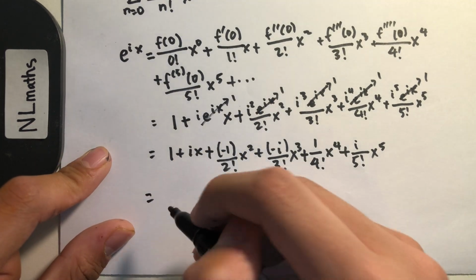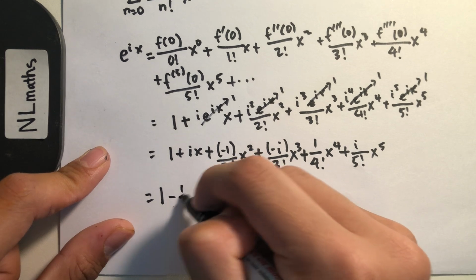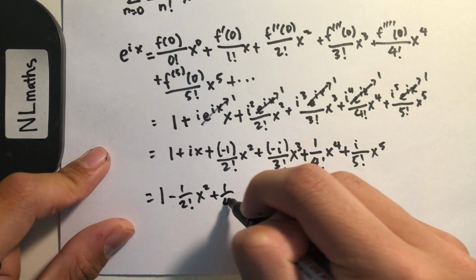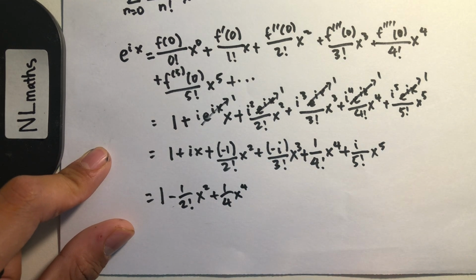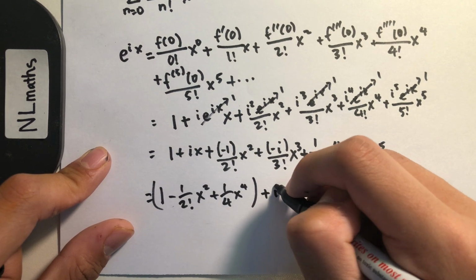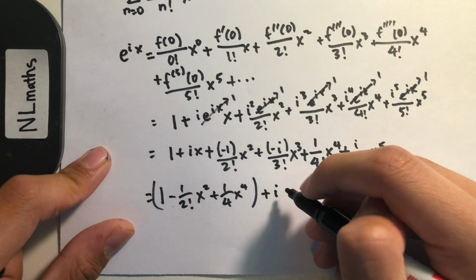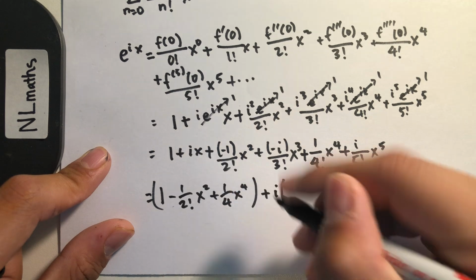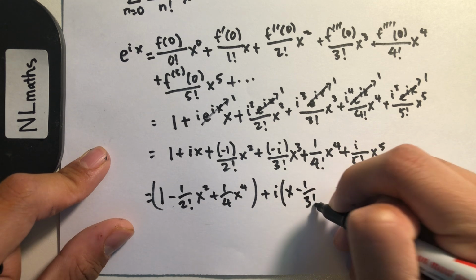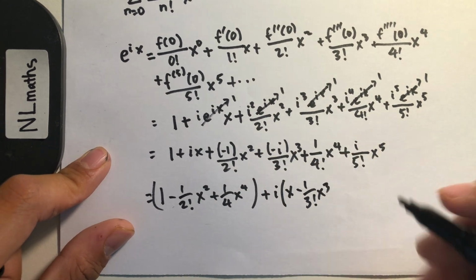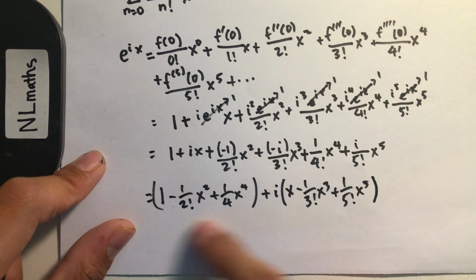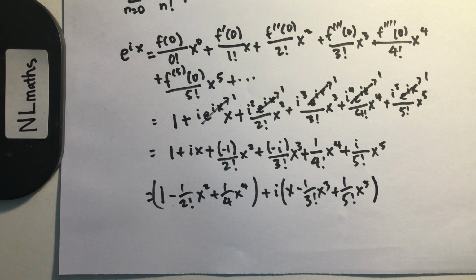And we're going to have 1 minus 1/2 x squared, and then we have plus 1 over 4 factorial x to the 4, and then that's going to be the first term. And then we have plus i, and then actually, since all of them have i only, I'm going to take it out. Plus i times, so the first term is i times x, and the second term is minus 1 over 3 factorial x cubed, because this is a negative sign. And then finally is plus 1 over 5 factorial x to the 5.